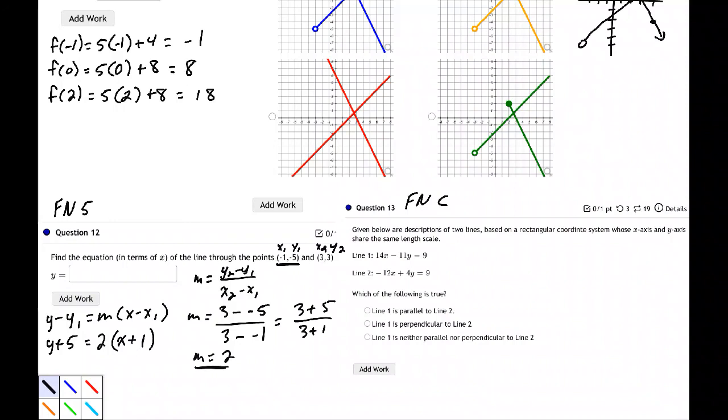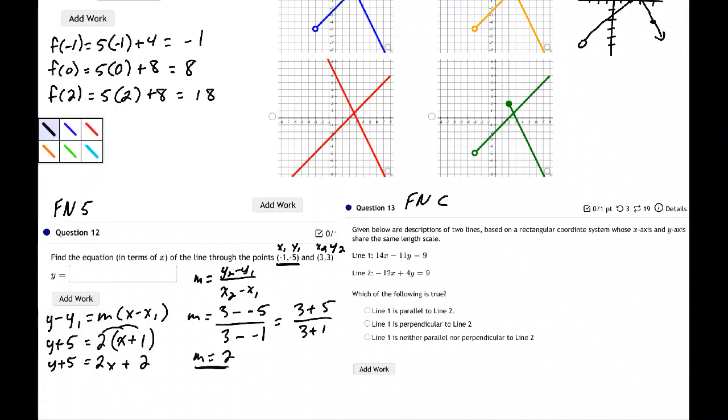Now finally, well, almost finally, I'm going to distribute the 2 on the right-hand side, 2 times x plus 1, to make that 2x plus 2, and that is equal to y plus 5. The last step is going to be to subtract 5 from both sides to isolate the y. So that'll be y equals 2x minus 3 because we combine 2 minus 5. Now I'm going to write this in here. My blank says y equals, so I'll write 2x minus 3.